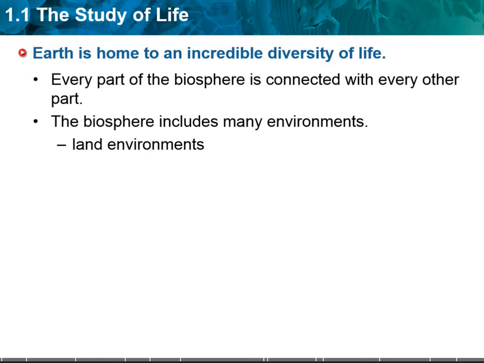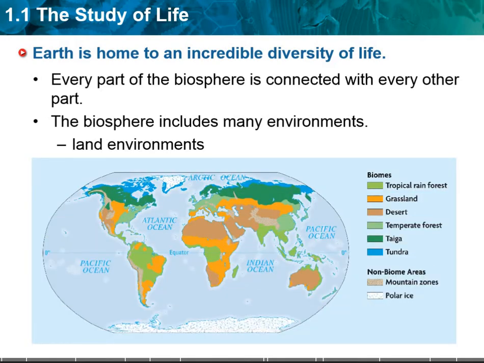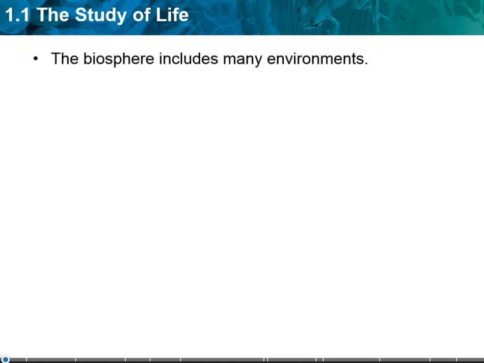So you've got, like I said before, land environments, which again, we'll talk about when we get into the biomes, but here are some of the land ones. So you've got tropical rainforest, grasslands, deserts, temperate forest, taiga, tundra, mountain zones, polar zones. So all of those are land environments.